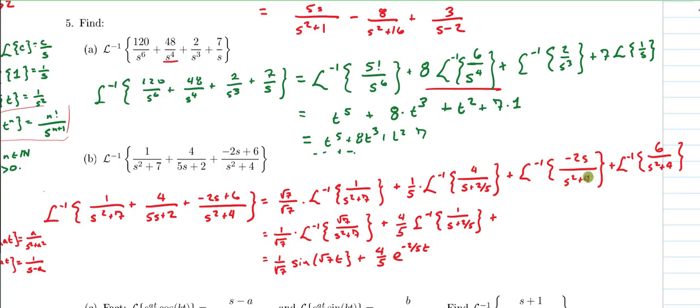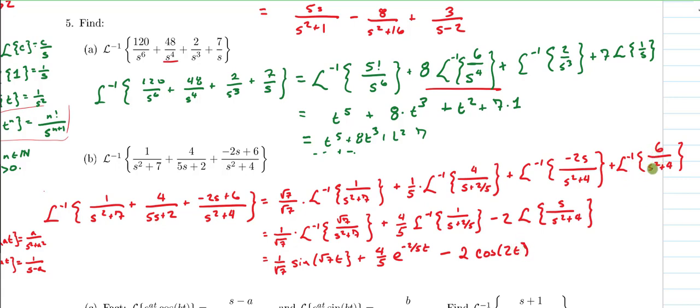I can see that I'm trying to build this to look like the result of having done the Laplace transform of a cosine function. So I'll factor out the negative 2, inverse transform of just s over s squared plus 4. Then I can conclude that that term will be minus 2 times the cosine. Careful, remember that's a squared, so that's 2t there.